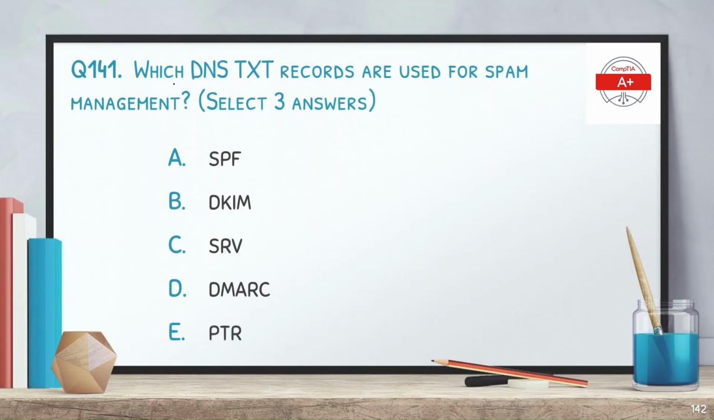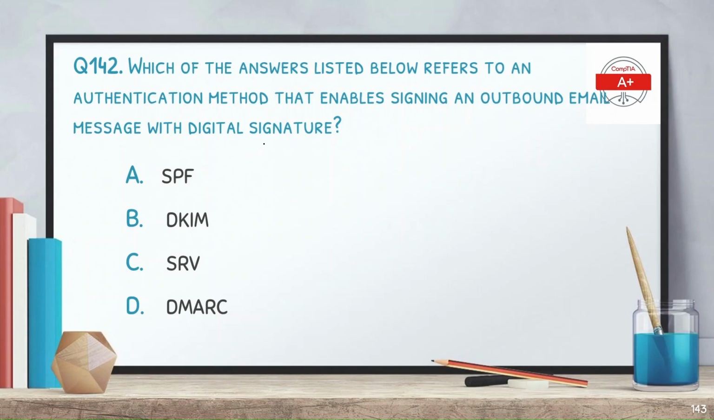Question number 141 is that which DNS TXT records are used for spam management? We have to select three answers, and the options are A, SPF, B, DKIM, C, SRV, D, DMARC, and E, PTR. And the correct options are SPF, DKIM, and DMARC.